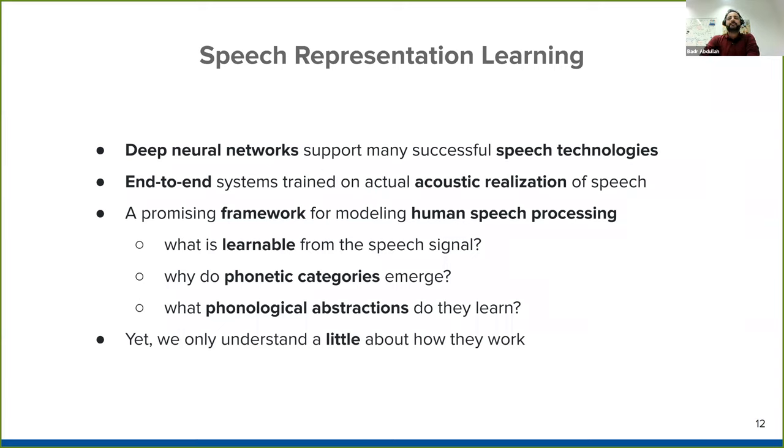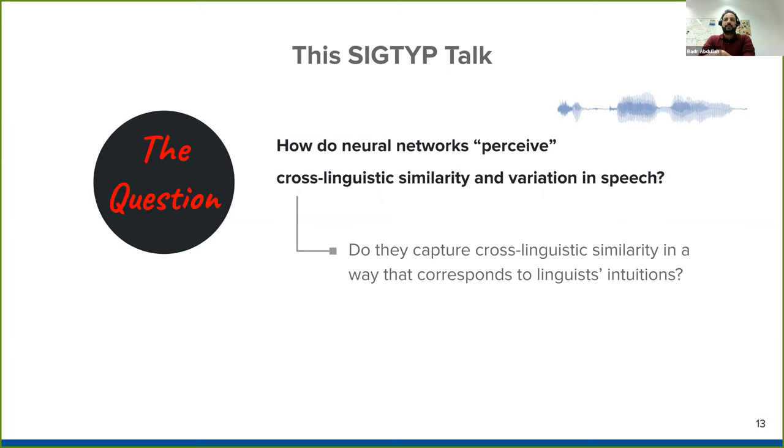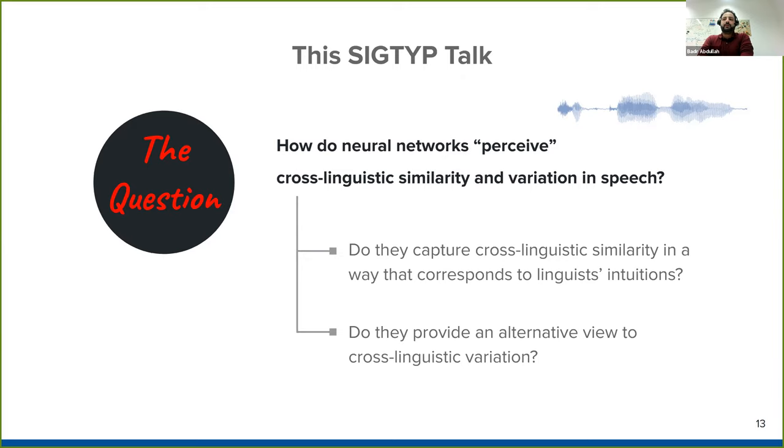However, we still don't understand much about how neural networks work. Therefore, we would need to do further analysis to look at their emergent representations. So the main question that I would like to address in this talk is how do neural networks perceive cross-linguistic similarity and variation in speech? Do they capture cross-linguistic similarity in a way that corresponds to our linguistic intuitions? Or maybe they provide an alternative view to cross-linguistic variation that might also be interesting for us to look at?